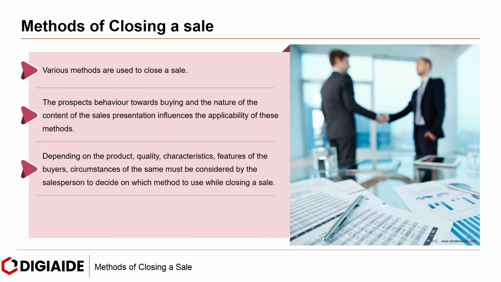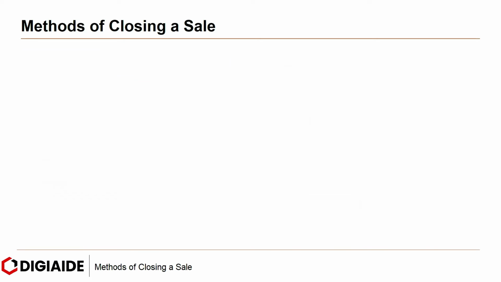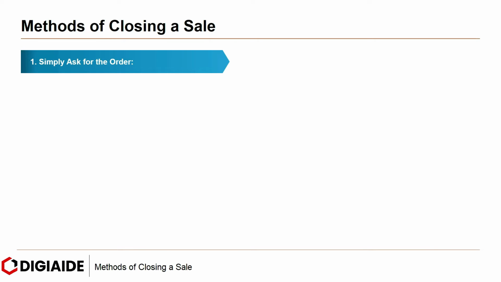Depending on the product, quality, characteristics, features of the buyers, circumstances of the same must be considered by the salesperson to decide on which method to use while closing a sale. Any one of the methods mentioned can be adopted while closing a sale, depending on what is appropriate. Now let's look at the methods briefly, starting with the first one.